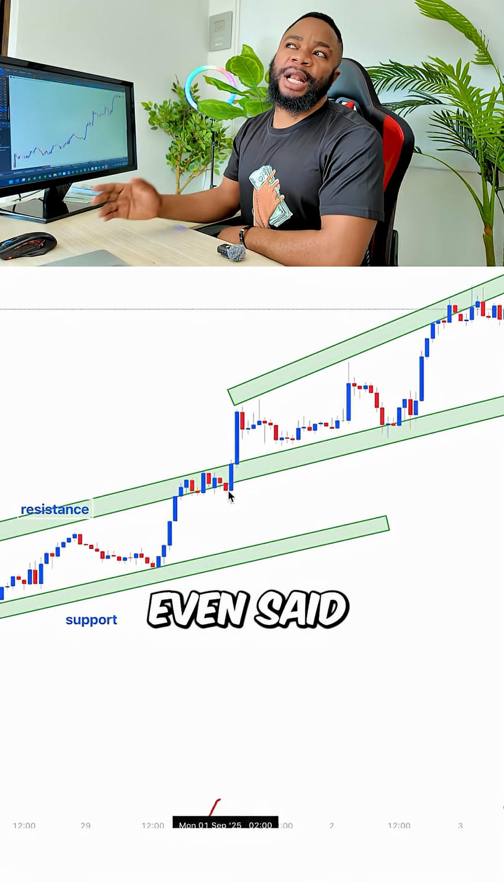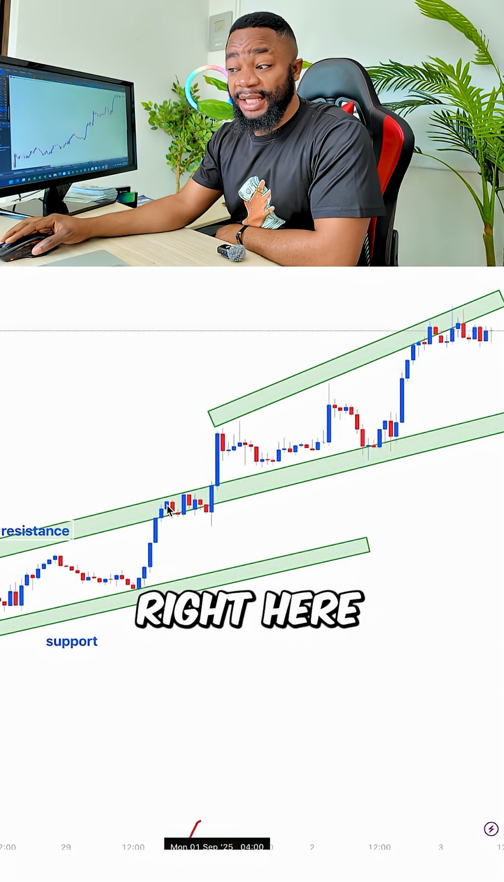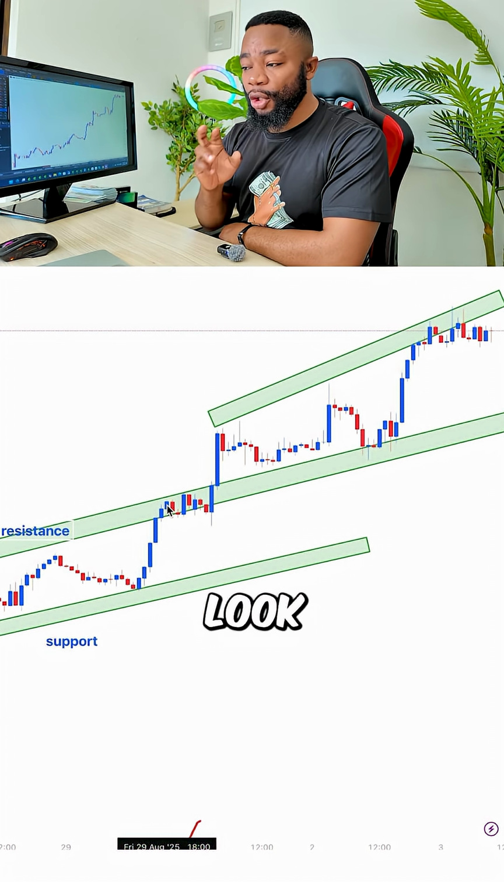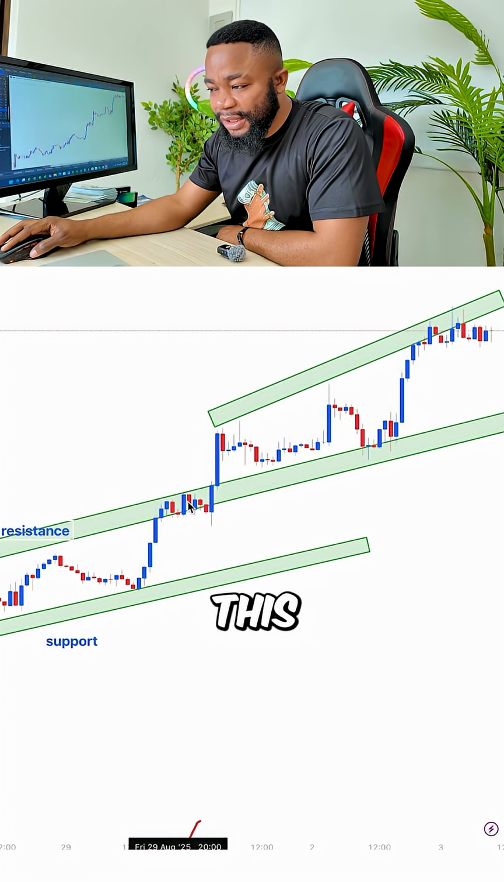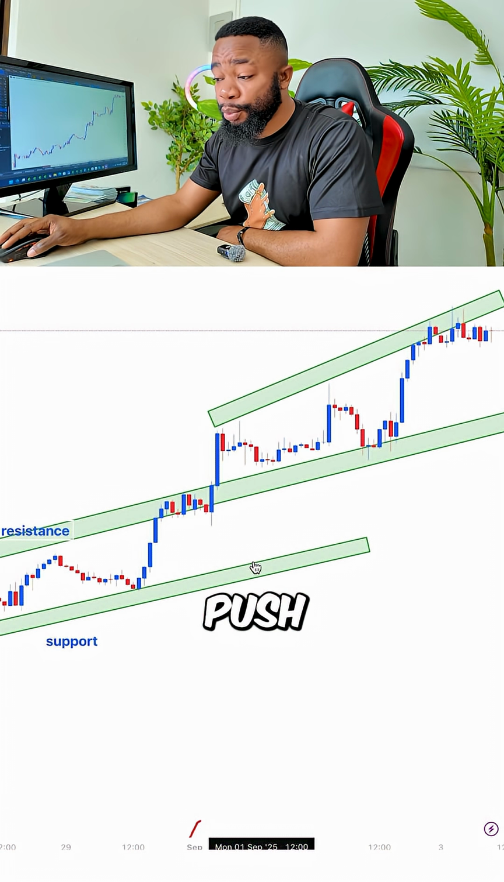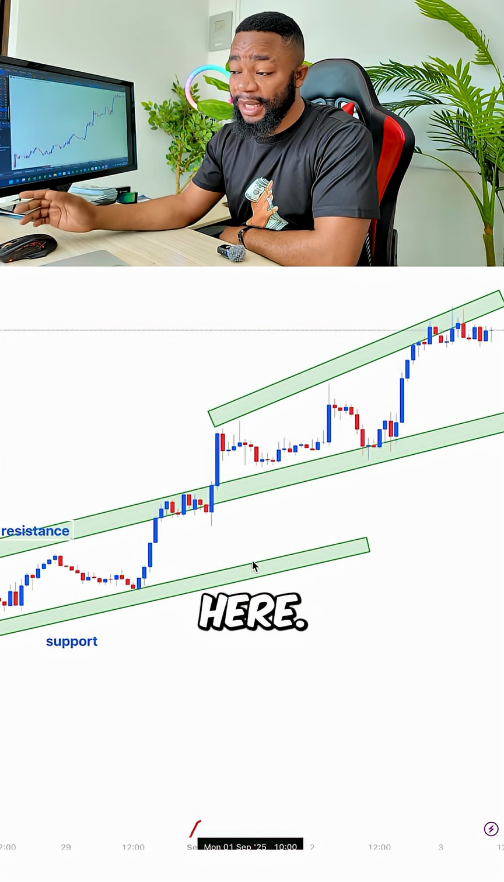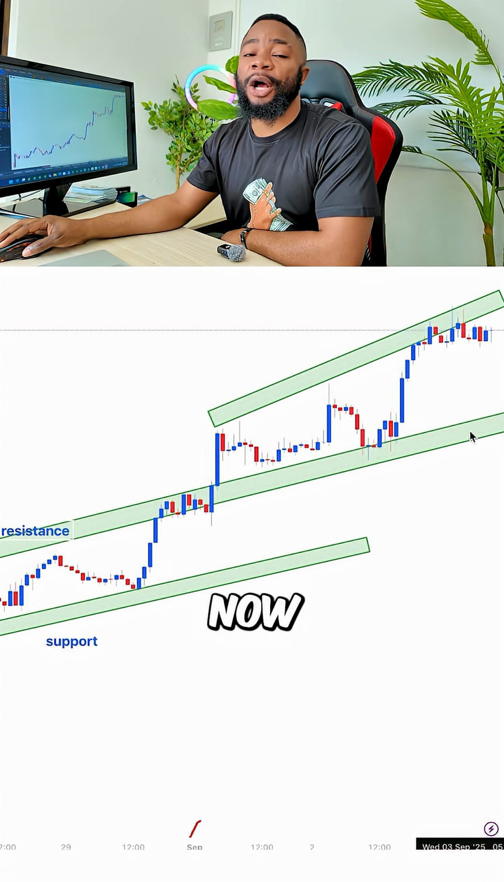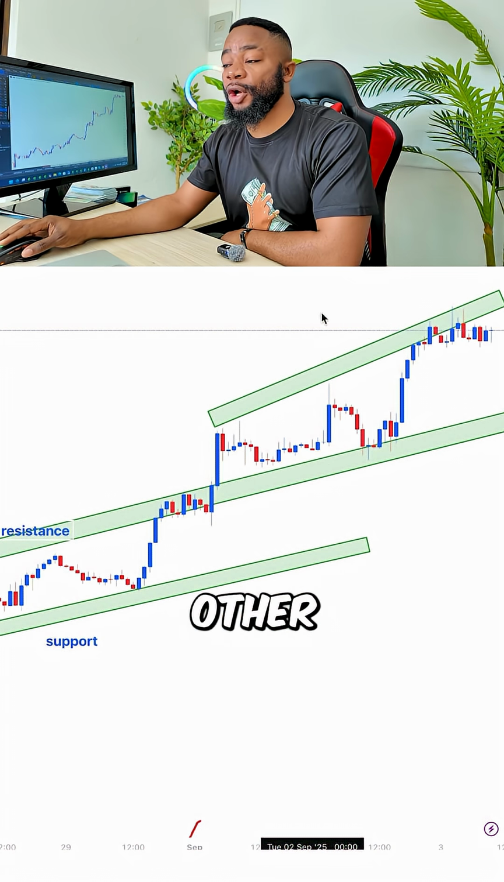You see, so I wouldn't have even said, oh, we would have lost this trade right here, because I told you guys, if it's in an uptrend, don't look for a sell trade, only look for buy opportunities. So at this particular point in time, the market didn't even push down to our support level right here. What did it do? It broke this resistance, which became now our support for this other trend.